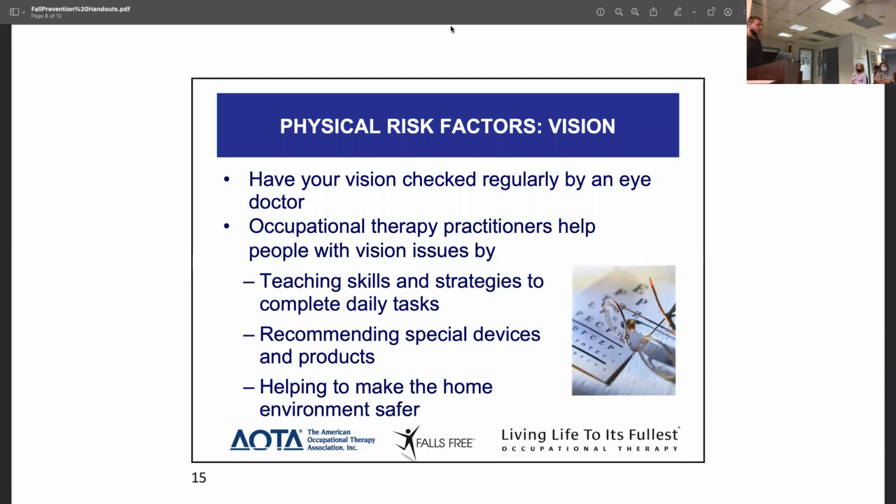Okay. So also, exercise and sleep are important for eye health. Occupational therapy practitioners can help by teaching people living with macular degeneration, glaucoma, diabetic retinopathy, or other vision issues how to complete daily tasks by helping them learn new skills such as visual tracking, or the ability to move one's eyes from left to right to see any potential barriers in the environment. As we get older, this becomes something that our bodies have trouble doing.